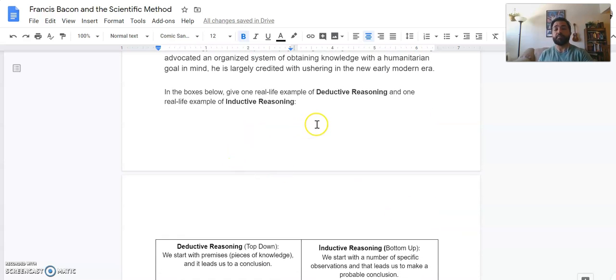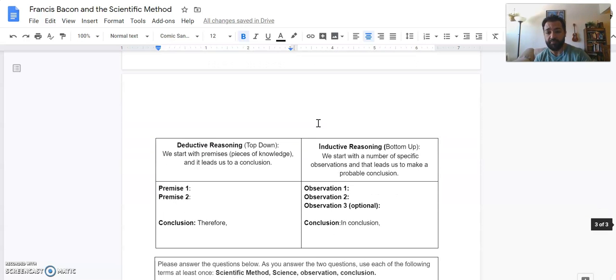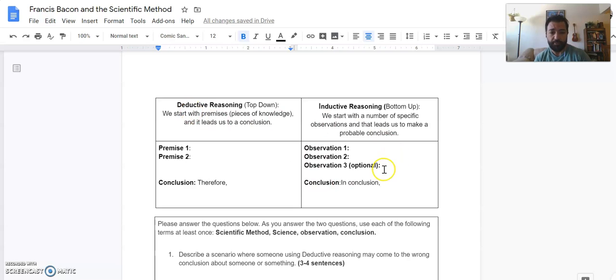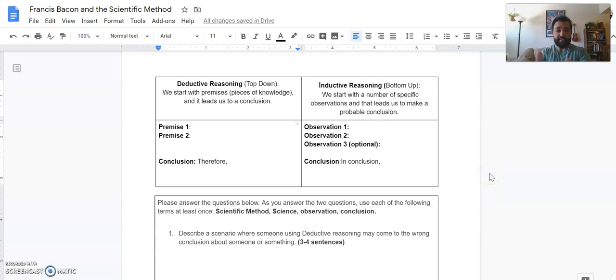All right, so in the boxes below, give one real-life example of deductive reasoning and one real-life example of inductive reasoning. It's going to look like this on your page, and you're just going to type your premise in this box here, and your conclusion here, right? I'm going to erase that, and I will show you an example that I created so you can understand this a little better. However, when you're filling this out in Google Classroom, obviously don't use the same examples.